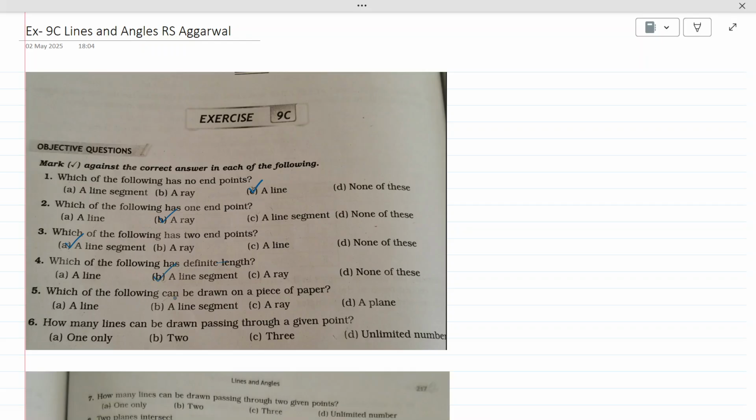Next is, which of the following can be drawn on a piece of paper? Since both ray and line extend to infinity, we cannot draw them on a piece of paper. We can always draw a fixed line segment. Next one is, how many lines can be drawn passing through a given point? We have done that from a given point, we can draw an infinite number of lines. So the answer will be unlimited number.